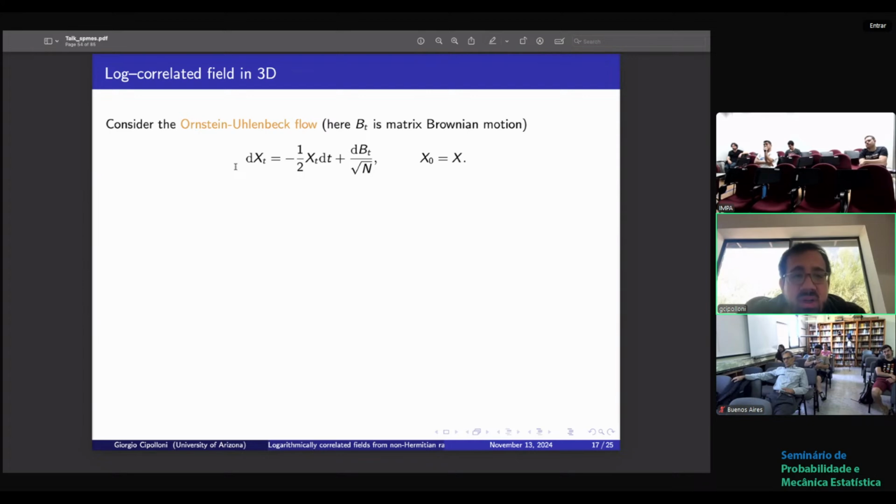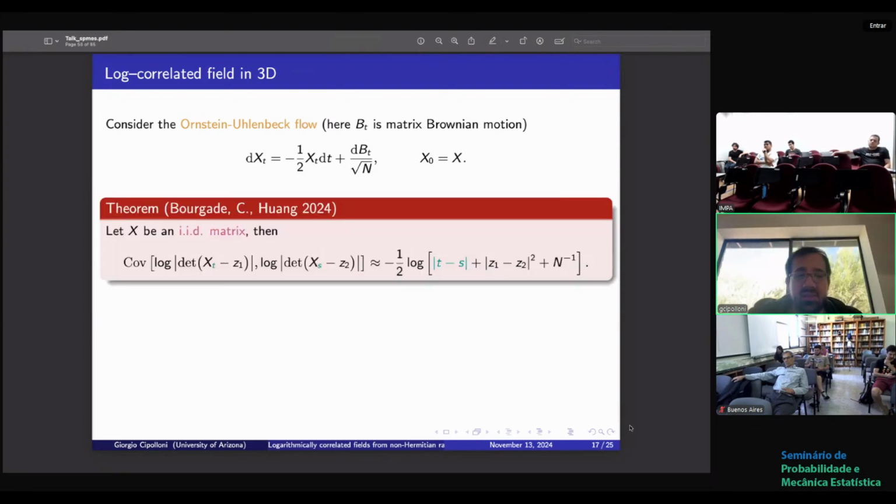So now, instead of considering a fixed non-Hermitian matrix, we look at some dynamics on the non-Hermitian matrices with, for instance, the Ornstein-Uhlenbeck flow, which is defined here. I look at the Ornstein-Uhlenbeck flow just because the equilibrium measure is the Gaussian one, so it's the Ginibre ensemble. One can choose different flows, it doesn't really matter.